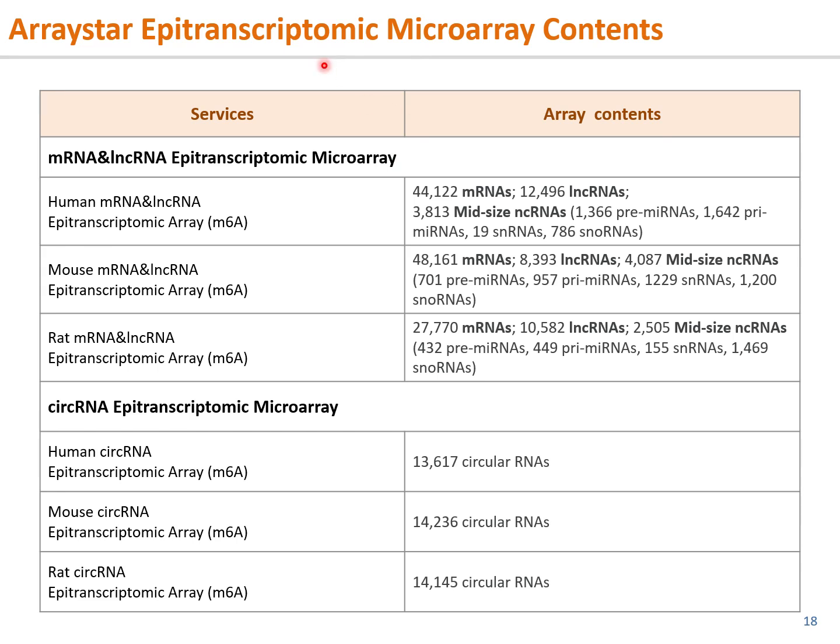Here are the specifications of Arraystar Epitranscriptomic Microarray contents. We have epitranscriptomic microarrays for human, mouse, and rat species, covering mRNA, lincRNA, and mid-sized non-coding RNA classes. We have also circular RNA epitranscriptomic microarrays that target specific circular junctions for the most sensitive, accurate circular RNA M6A modification profiling, not nearly possible by MeRIP circular RNA sequencing.